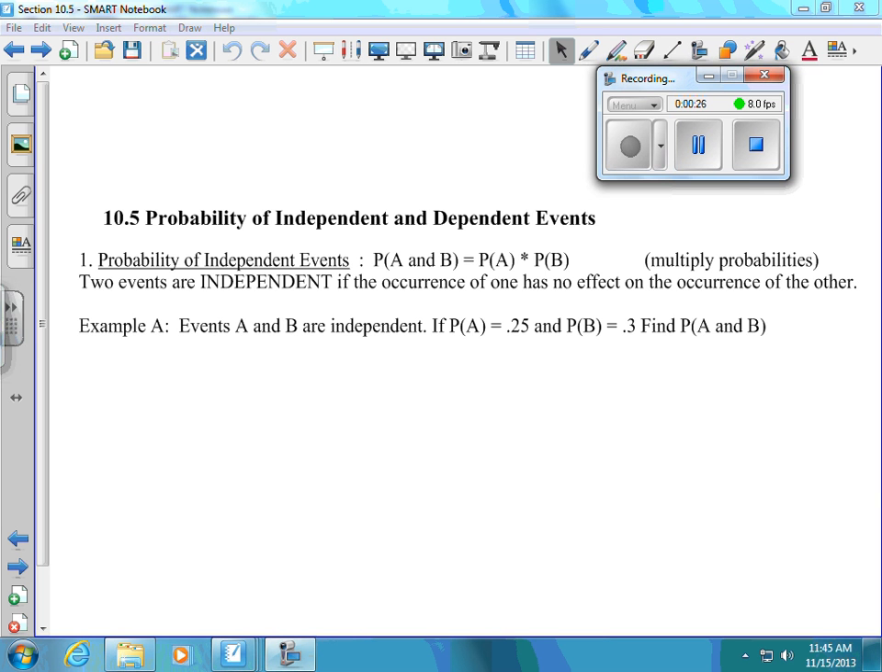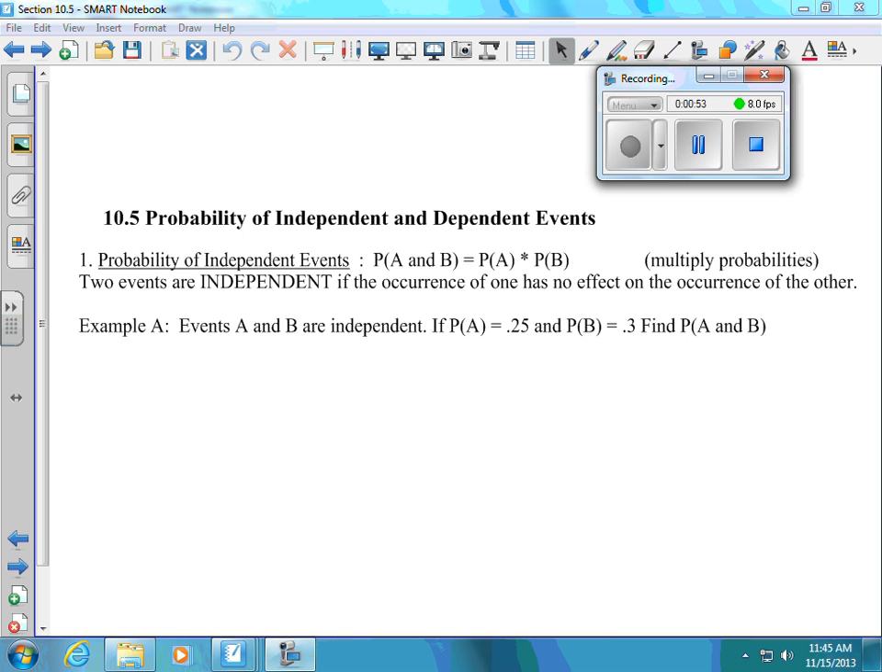Here we go. Probability of independent events. Probability of A and B equals P of A times P of B, or you multiply the probabilities. Two events are independent if the occurrence of one has no effect on the occurrence of the other. Notice, this is different than the union probabilities. A or B, we added them, right? And as intersection, we multiply.